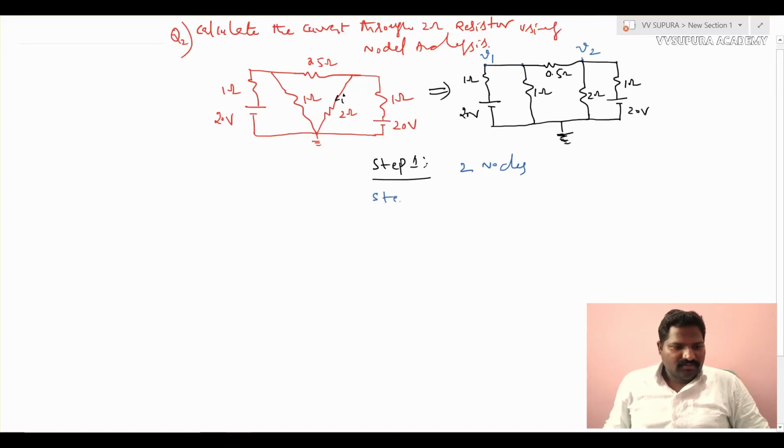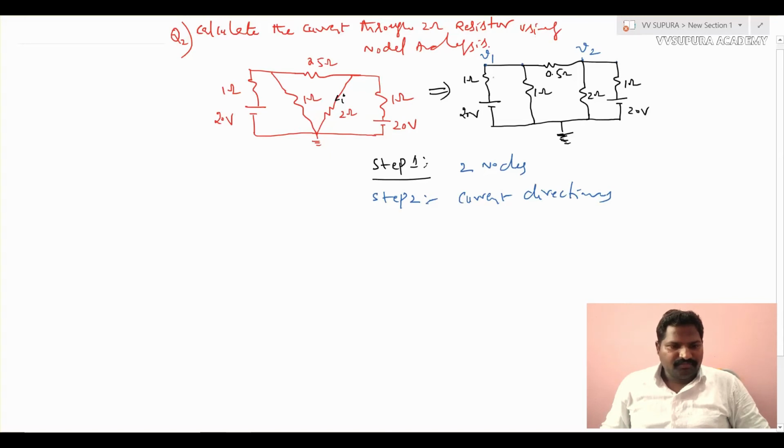Step number 2. What is step number 2? Identification of current directions. So I can give current directions like this.